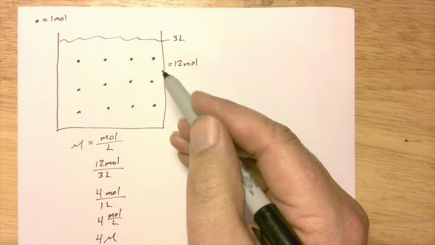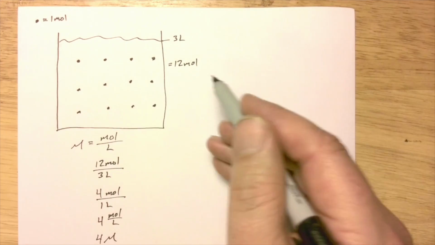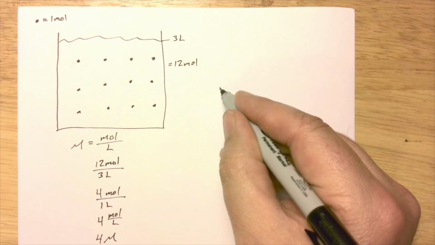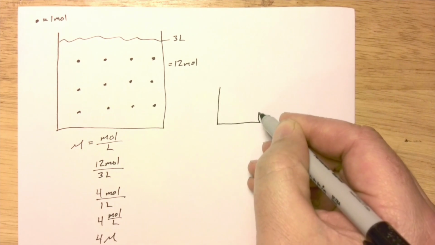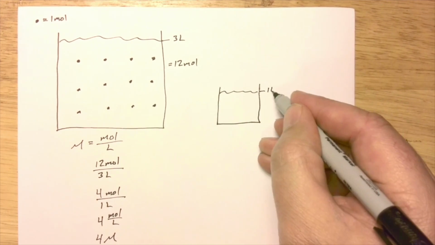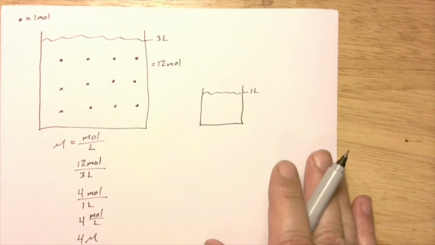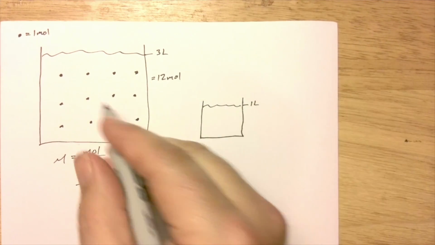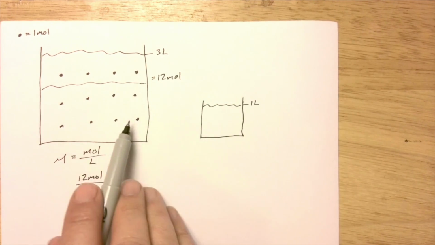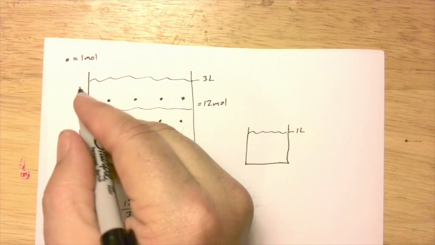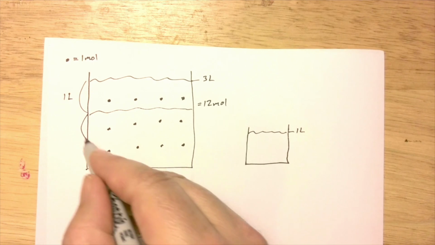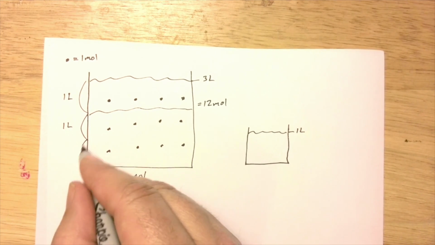Now, if I were to take this and pour some of this into another container, so let's say I have a 1 liter container, we probably need a little bit more room here, but we'll try to make this work. So let's say I pour this. So this is a 3-liter container. That means this right here would be 1 liter, and then this right here would be another 1 liter, and this here would be another 1 liter.